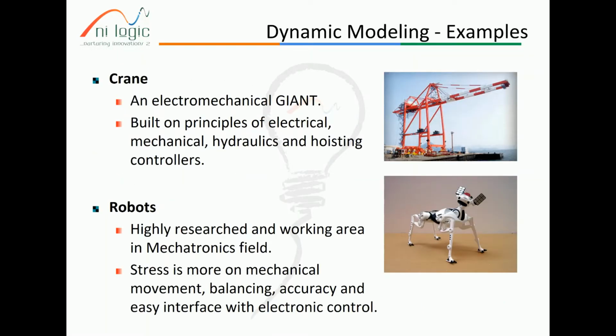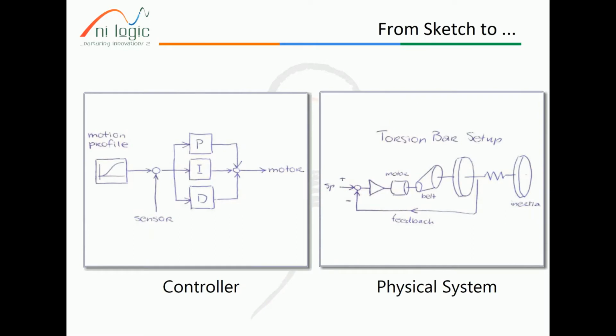Okay, so as we are familiar with lots of examples of dynamic systems, for example, a crane, which is an electromechanical giant product, or a robotic dog. These are mostly highly worked areas in the mechatronics domain. Here we have a mechanical setup along with a smart, or you can say intelligent, control system. These are a very good example of the mechatronics domain, combining the physics of a mechanical system along with a controller. So they help you to design a system based on both of these concepts.